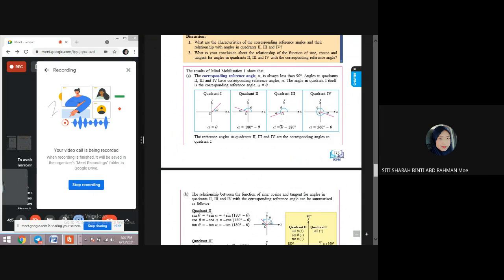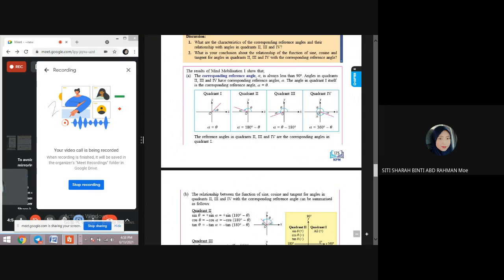Same as this one, for all reference angles we refer to the angle from the line to the x-axis. So here, let's say we have 200, which is more than 180, so it will be in quadrant 3. So the corresponding reference angle will be here. It will be 200 minus 180. Here will be alpha, the corresponding reference angle will be 20 degrees.